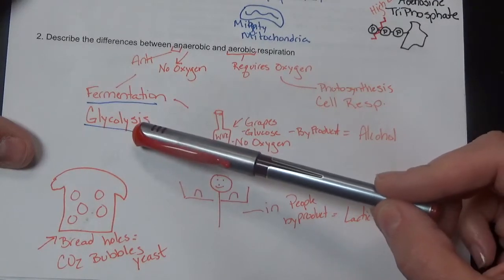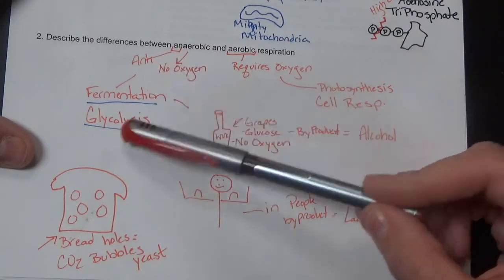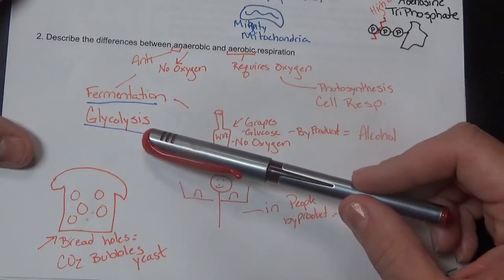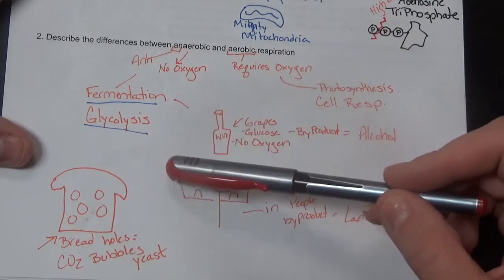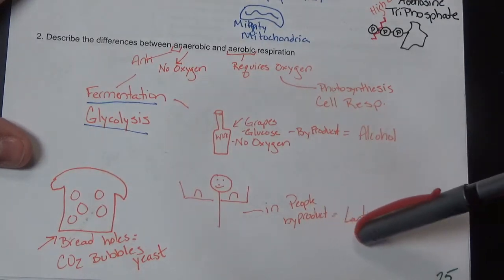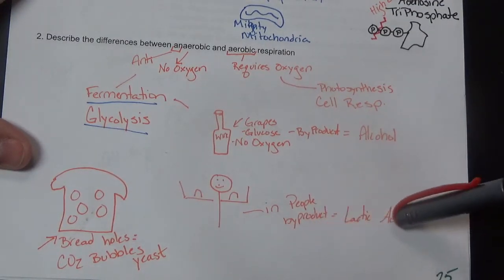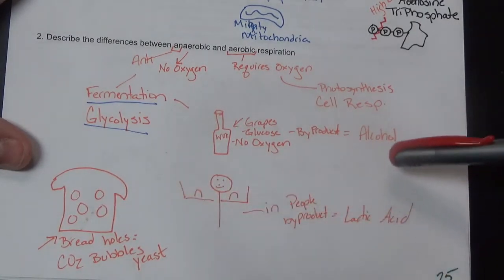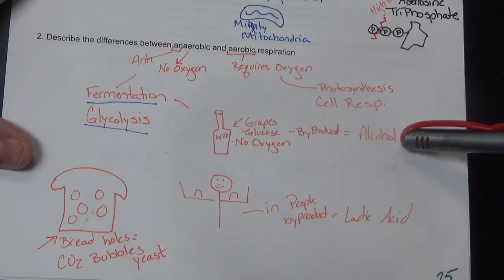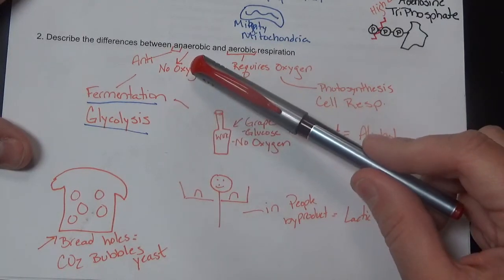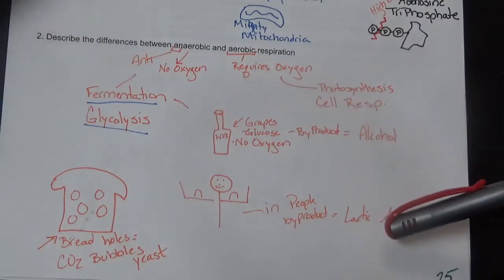Glycolysis is a similar process. There's no oxygen involved, and glycolysis is going to produce energy in the absence of oxygen. And in people, the byproduct is lactic acid, and that's what makes your muscles sore. So fermentation's byproduct is alcohol, and then in people, this anaerobic respiration produces lactic acid.